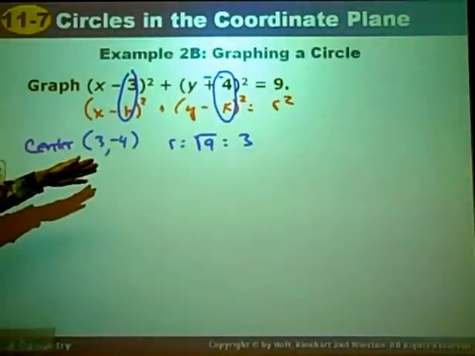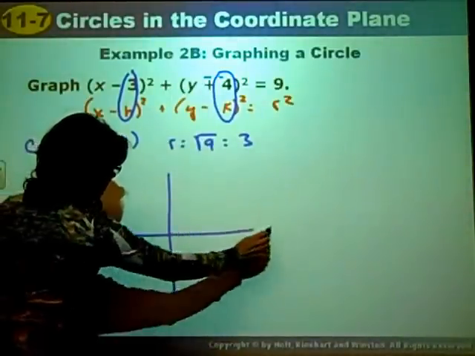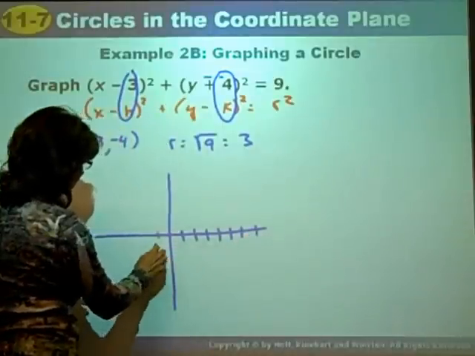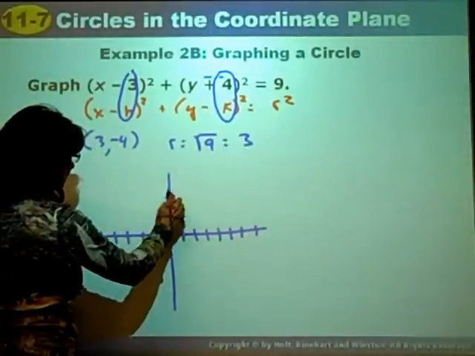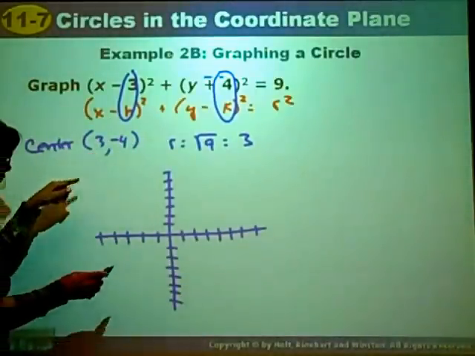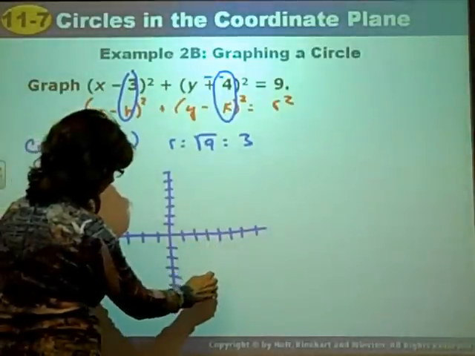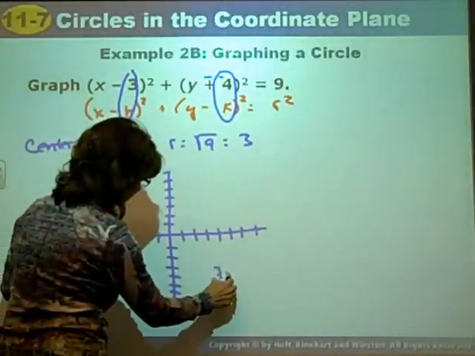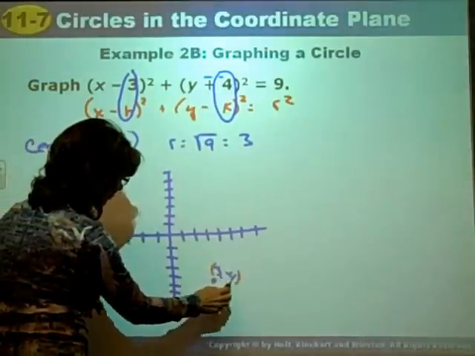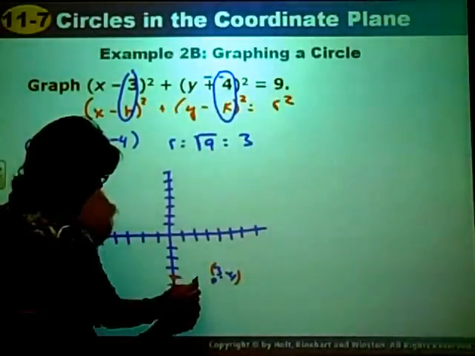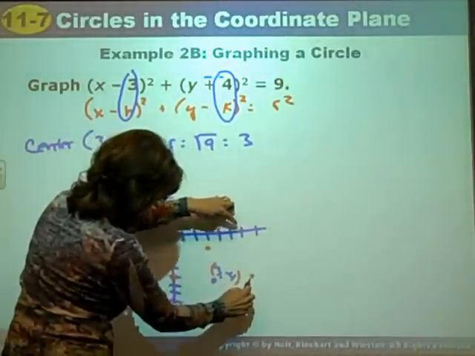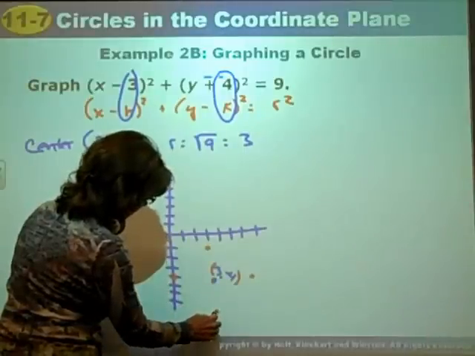So now, if I want to graph this circle, I make my coordinate plane, 4, 5, 6, 7. We'll see if I'm going to get far enough. So my center is at 3, negative 4. There's the center. And my radius is 3. So from 3, negative 4, whoops, I've got to go 3 to the right, 3 up, 3 to the left, 1, 2, 3, and 3 down, 1, 2, 3.